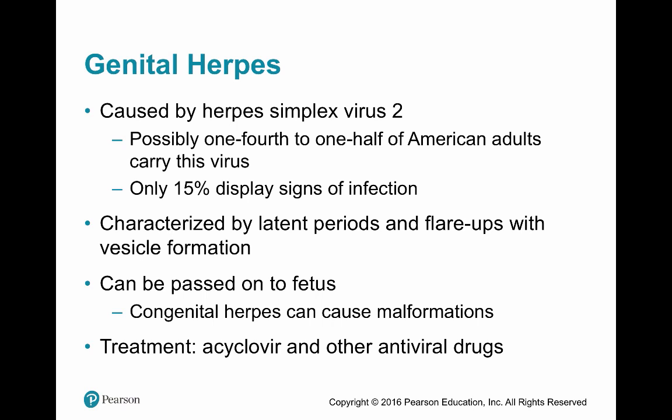Genital herpes is caused by herpes simplex virus 2. Possibly 1/4 to half of American adults carry this virus. Only 15% display signs of infection. It's characterized by latent periods and flare ups with vesicle formation. It can be passed to the fetus, and congenital herpes can cause malformations. It can be treated with acyclovir and other antiviral drugs.